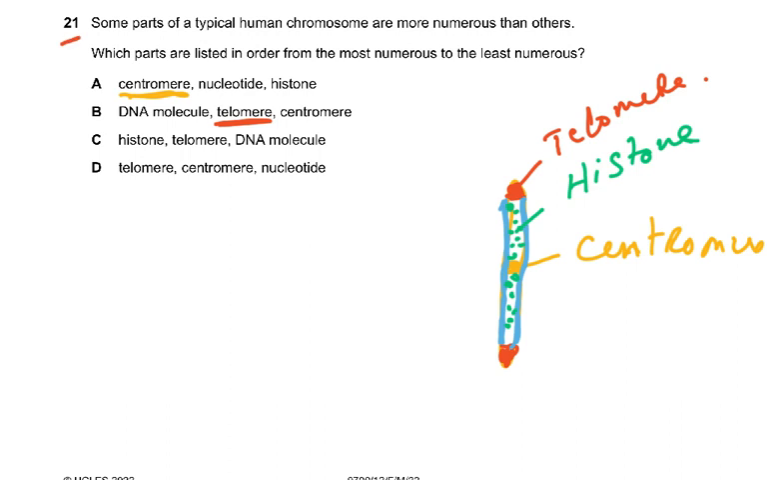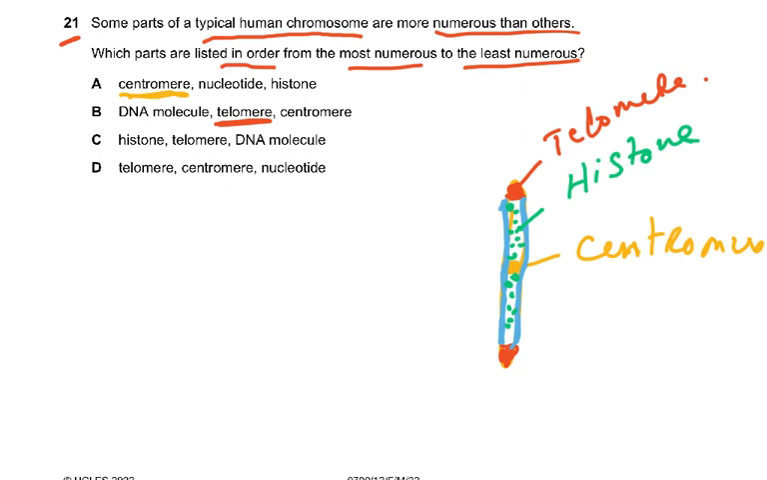Now starting with question number 21, some parts of a typical chromosome are more numerous than the others. Which parts are listed in order from the most numerous to the least numerous? Centromere, nucleotide, histone. Now, first of all, we've got to understand one chromosome is made up of one DNA molecule. It's made up of two strands, but that is one DNA molecule. In every chromosome, there are two telomeres. In every chromosome, there's one centromere.